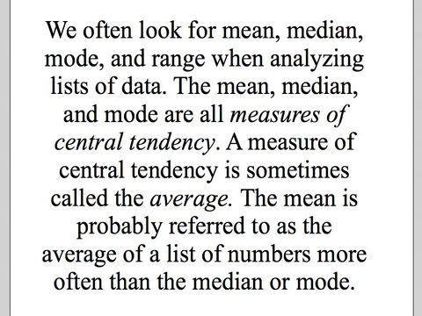We often look for mean, median, mode, and range when analyzing lists of data. The mean, median, and mode are all measures of central tendency. A measure of central tendency is sometimes called the average. The mean is probably referred to as the average of a list of numbers more often than the median or the mode.